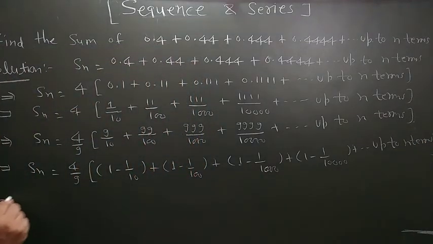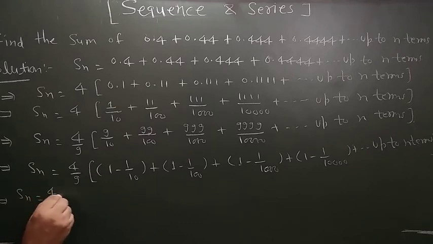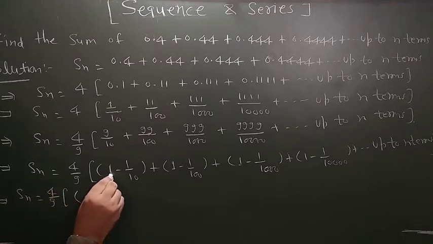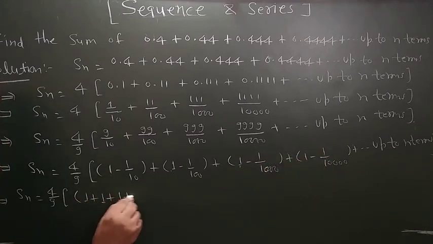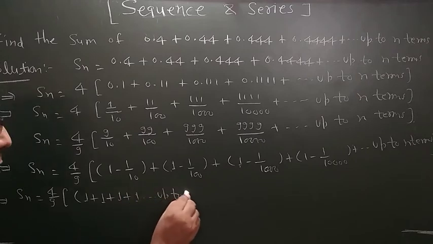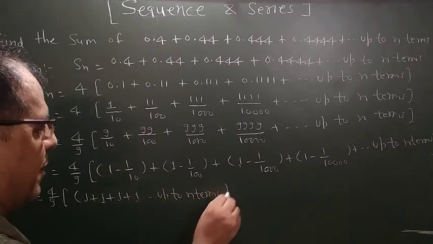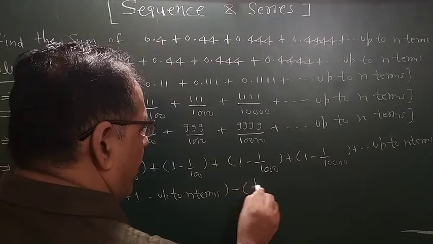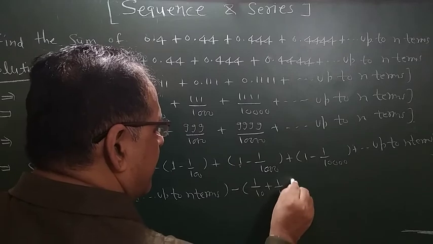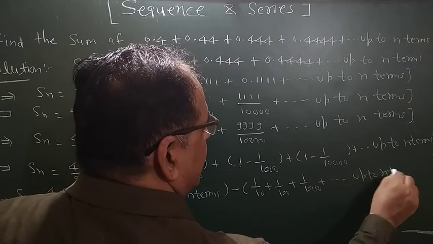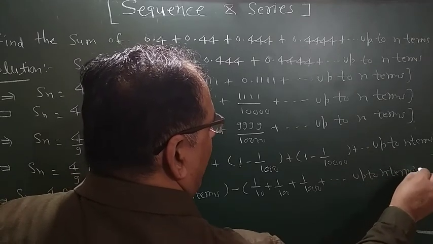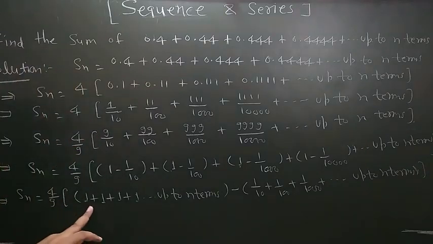Now select the terms and put together: 4 upon 9. In the first bracket, 1 from each bracket, so we have 1 plus 1 plus 1 plus 1 up to n terms. Minus, in the second bracket, 1 upon 10, 1 upon 100, 1 upon 1000, up to n terms. Now both brackets have a GP. In the first bracket the first term is 1 and the common ratio is 1, and in the second the first term is 1 upon 10 and the common ratio is again 1 upon 10.